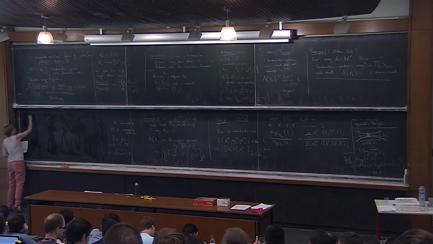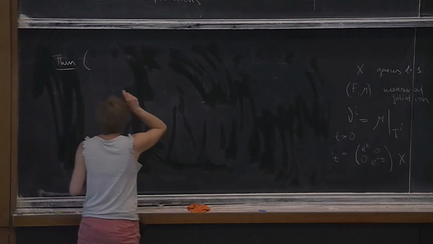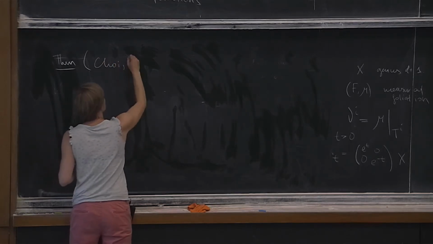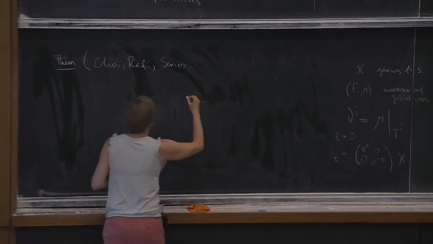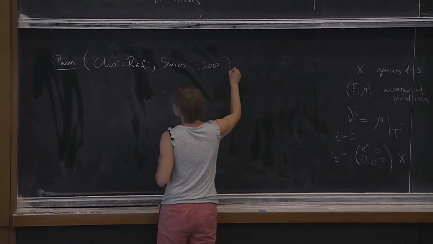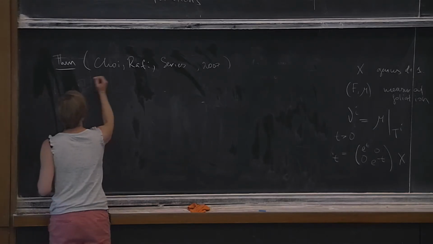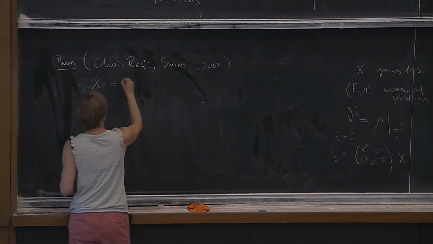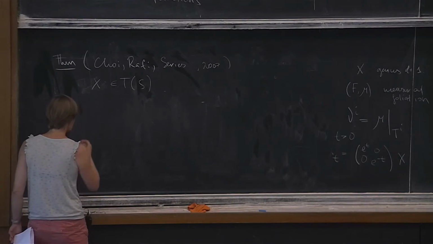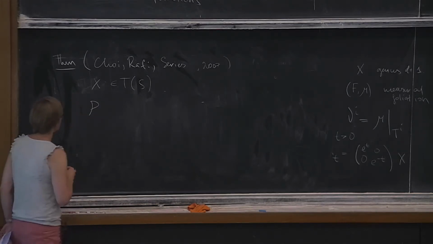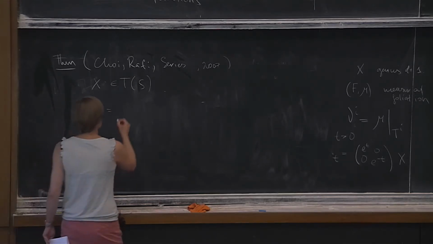Okay, and so there's a theorem of, I think, Choi, Rafi, and Series, I think maybe 2007, that says that if X is a hyperbolic surface, or a point in Teichmuller space, and we take P, a short Pants decomposition.